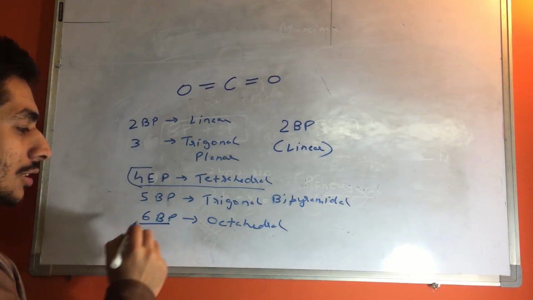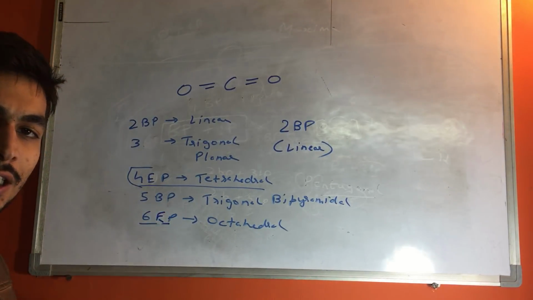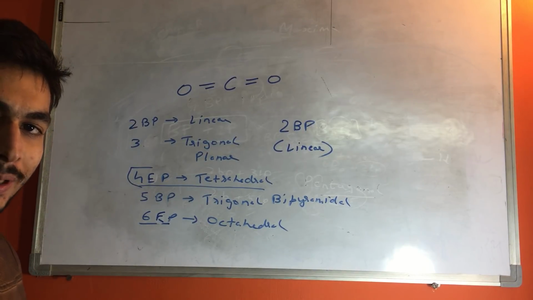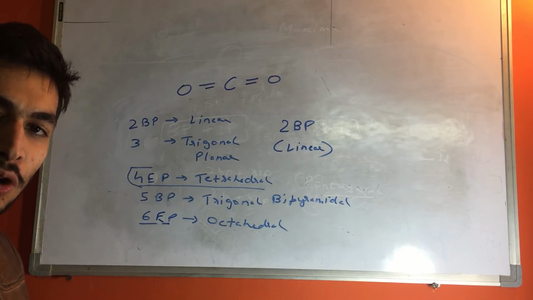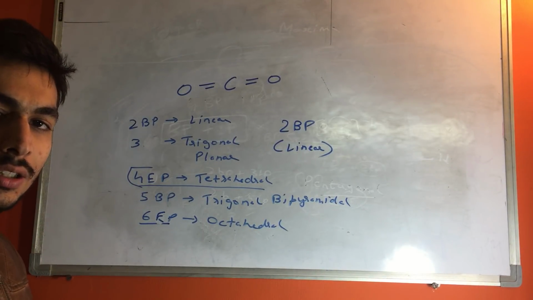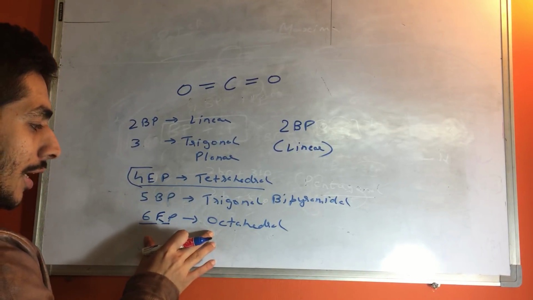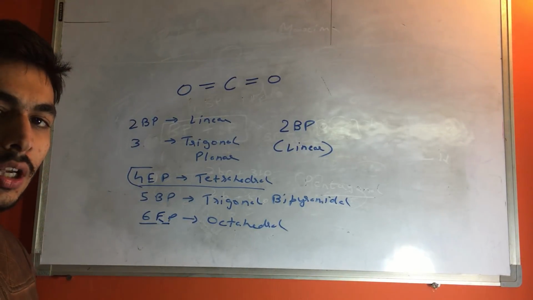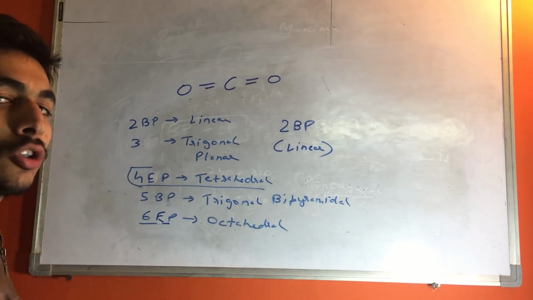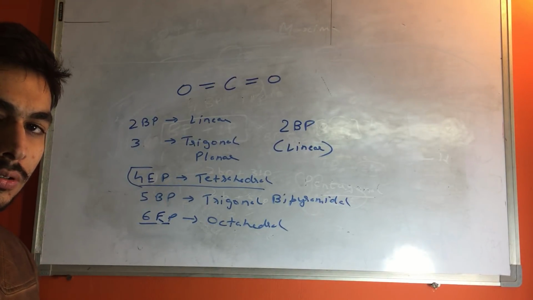Similarly, if we talk about 6 electron pairs, how can these 6 electron pairs be fulfilled? Either a compound could have 6 bond pairs and no lone pairs, or 5 bond pairs and 1 lone pair, or 4 bond pairs and 2 lone pairs. So like this, there are many permutations and combinations by which a compound can accommodate these 6 electron pairs. For all those compounds which have a total of 6 electron pairs, the geometry will be octahedral. The shape will depend on the number of bond pairs and lone pairs, right?